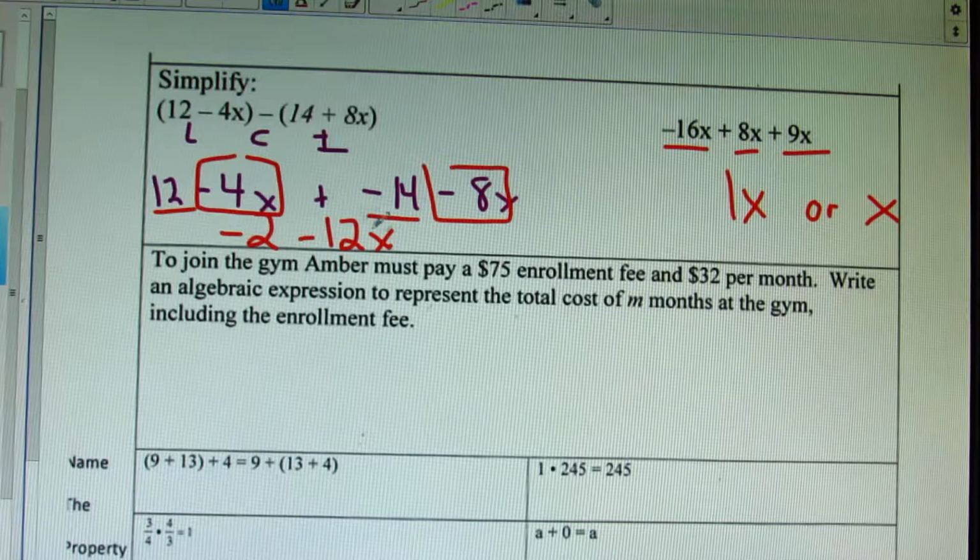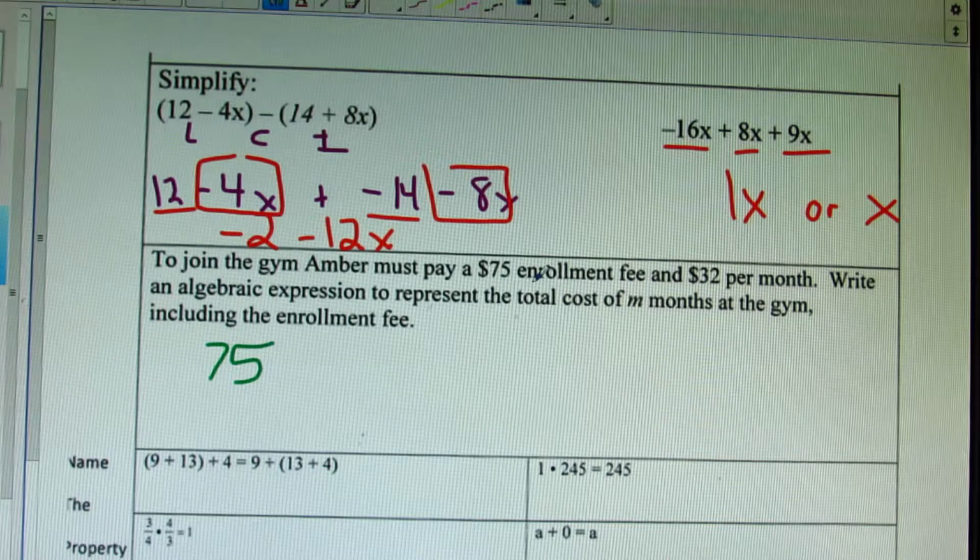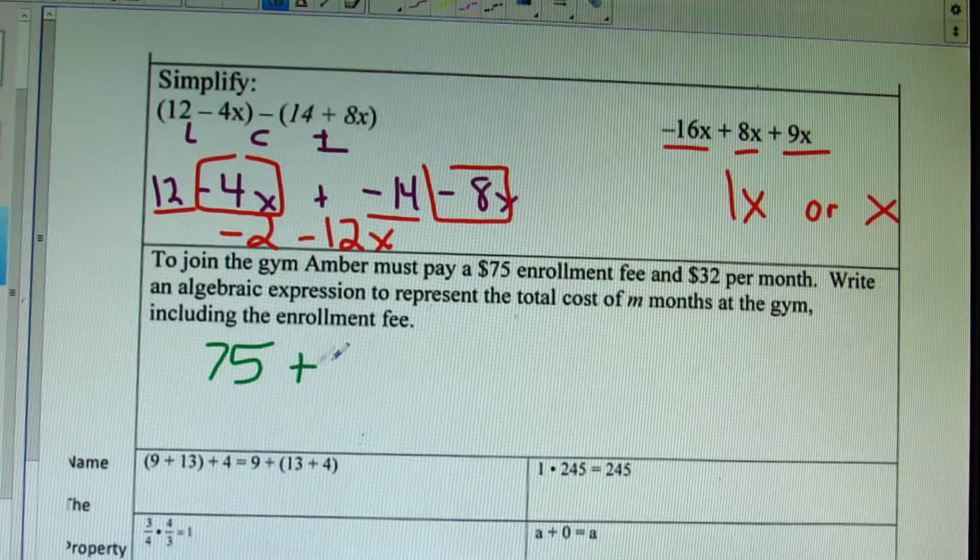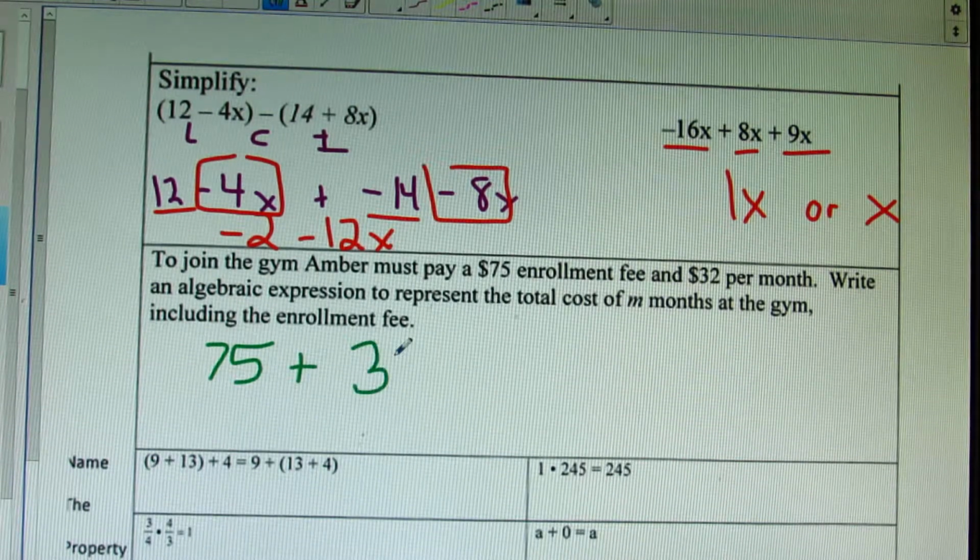To join a gym, Amber must pay $75 enrollment fee and $32 per month. Write an algebraic expression to represent the total cost of m months at the gym, including the enrollment fee. Okay, so I walk in the gym, I automatically have to pay $75 for an enrollment fee. And, plus, I also have to pay $32 per month.